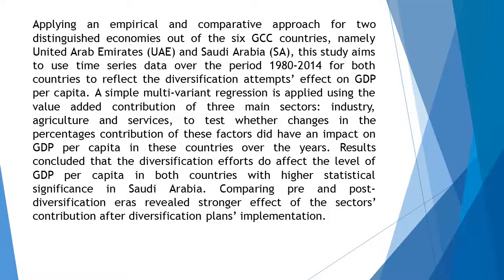Applying an empirical and comparative approach for two distinguished economies out of the 6 GCC countries, namely United Arab Emirates, UAE, and Saudi Arabia, SA, this study aims to use time series data over the period 1980 to 2014 for both countries to reflect the diversification attempt's effect on GDP per capita.